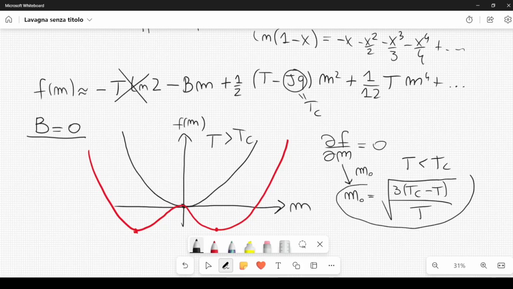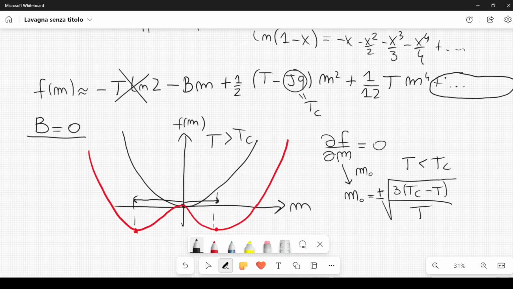So we have found an average value for the magnetization, so this is the positive value, but we also get a negative value which is exactly symmetric, so you get plus or minus the same thing. Let me stress that these two values, with the plus and with the minus, are only precise close to the point T equal to Tc. So it is true that T is smaller than Tc, but we are very close to Tc because we are neglecting these higher order terms.